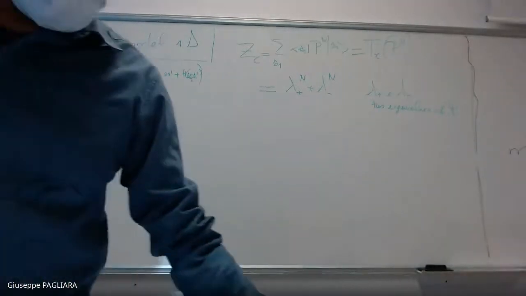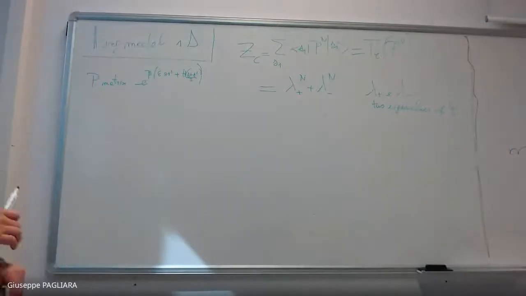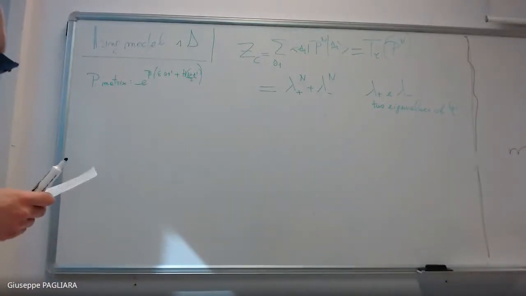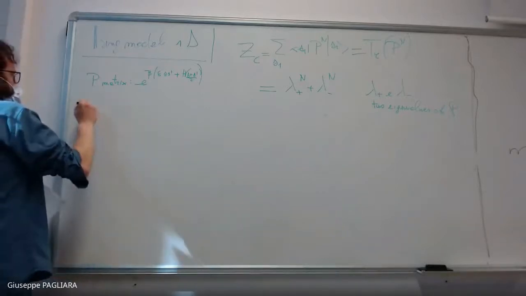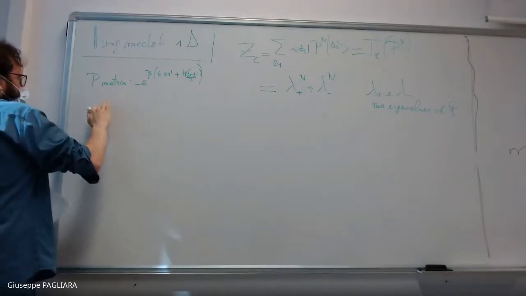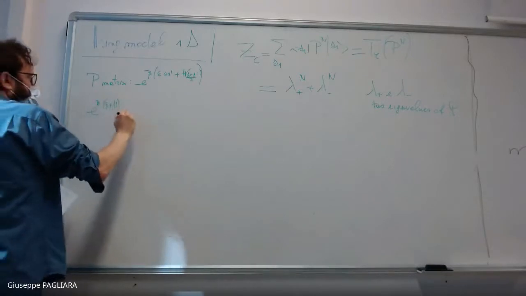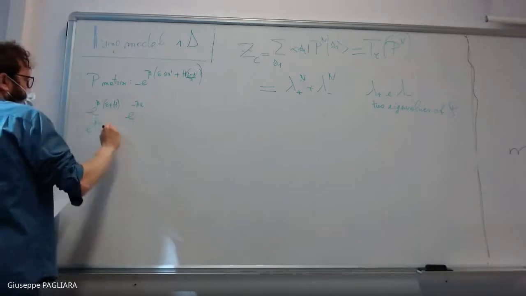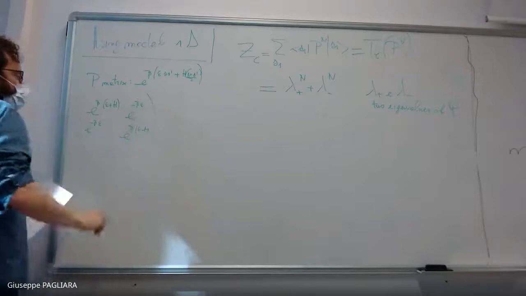Okay. So now the next point is to compute the eigenvalues. And once we compute the eigenvalues, we have almost done. So let's do it. The matrix had the following form: e to the beta epsilon plus h, e to the minus beta epsilon, e to the minus beta epsilon, and e to the beta epsilon minus h. This was the matrix P.